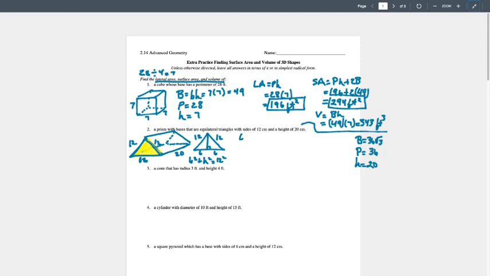Okay, now my formulas. Lateral area is the perimeter times the height. The perimeter we found was 36, the height is 20, and when I multiply that out, I get 720 centimeters squared. So that's your lateral area. Your total surface area will be the lateral area plus 2 times the area of your base. So that's 720 plus 2 times 36 square root of 3. You're just multiplying the 2 times the 36, so that's going to be 72 square root of 3.